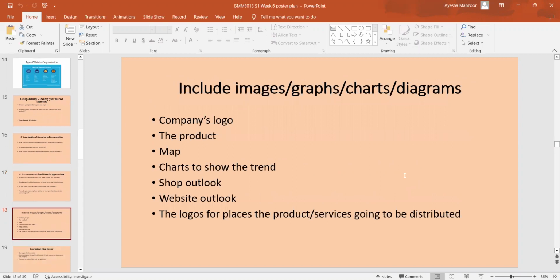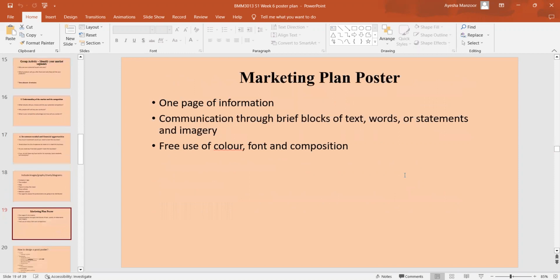And then you have to add the company's logo, the product, maps, and charts to show the trends, shop outlook, website outlook, and logos for the places where the product or service is going to be distributed. So you can include graphics, maps, and pictures in your poster plan as well. And one page of information communicating through brief blocks of text, words or statements, and images, with free use of color, fonts, and composition. So this is all about the poster plan.